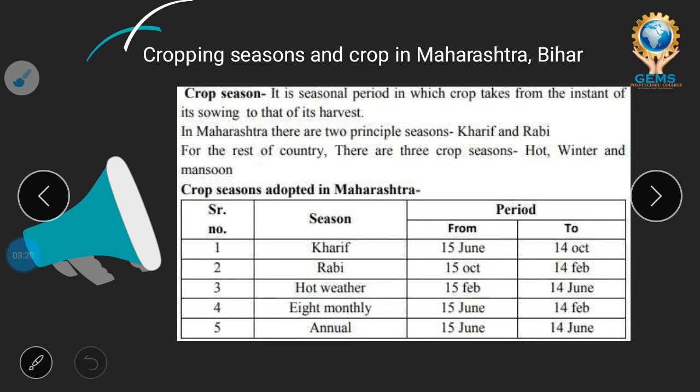As you can see in this table, there are 5 seasons, that is Kharif season, Rabi season, hot weather, 8 months and annual. So what is the period, how many days do they require? For the Kharif season, it is 15 June to 14th October, so approximately 120 plus days. Then 15 October to 14th February, then similarly 15th February to 14th June. So these are the periods given where the plantation is required for growth. It depends on the season also. So these are the cropping seasons in Bihar and Maharashtra.